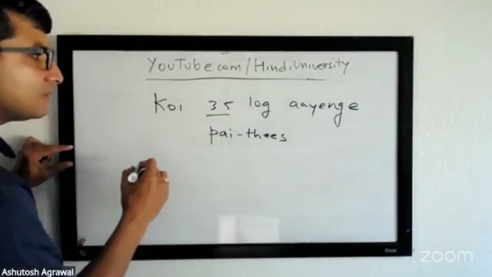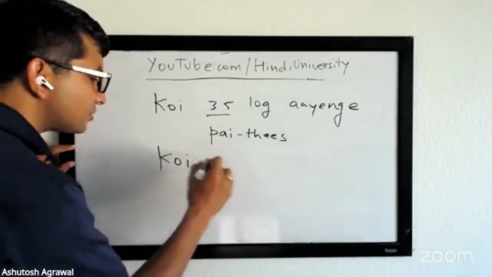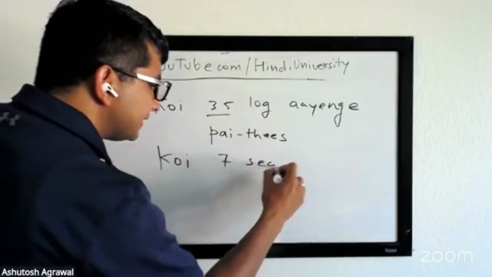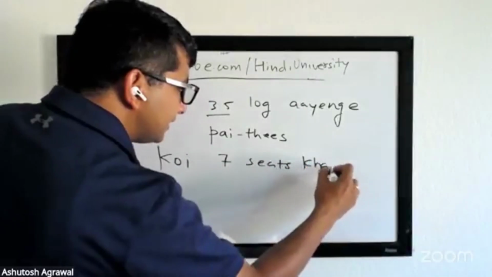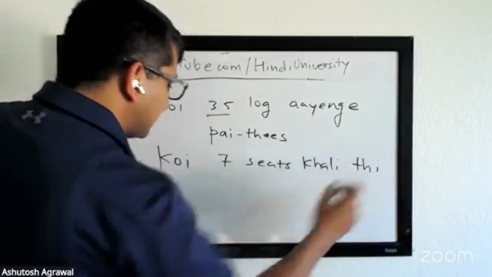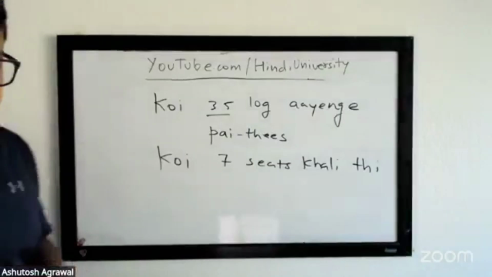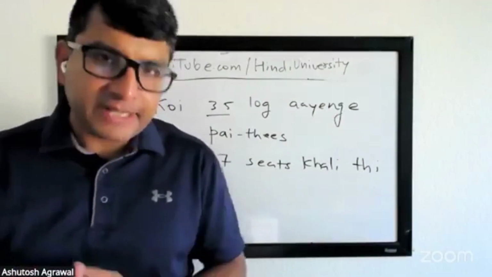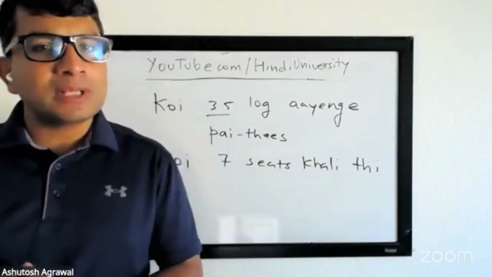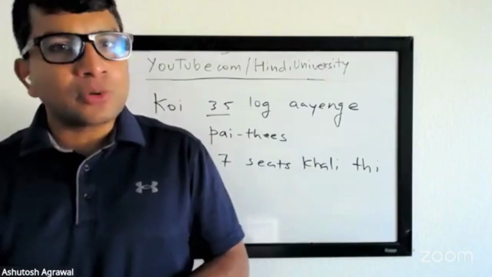Okay, कोई 35 लोग आएंगे. And you can also say कोई 7 seats खाली थी. There were about 7 seats empty. Yeah, very basic sentences that you can make using lagbhag, kareeb and koi, right?